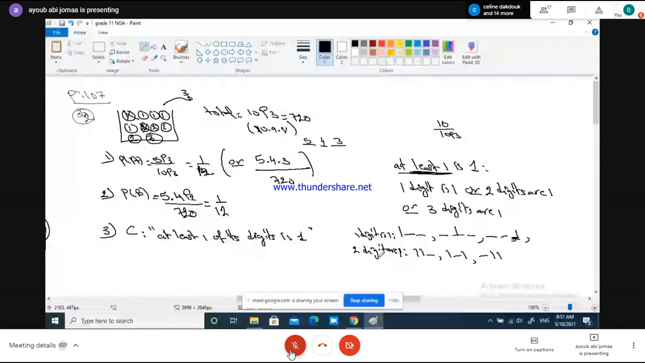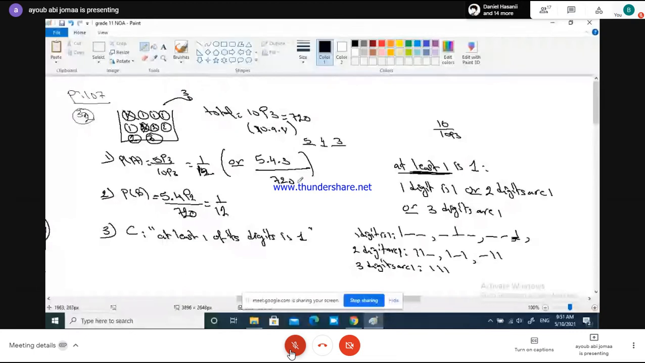For example, the first one is 1 1 1. Do you see how many cases you have? 1 2 3 4 5 6 7. So you have to find the probability of this plus the probability of this plus the probability of this. Did you like this way?